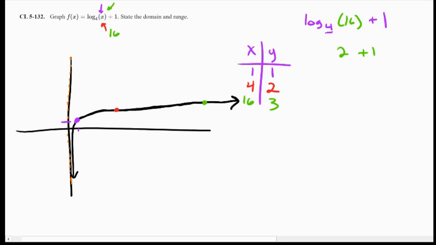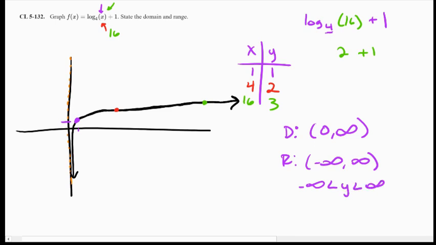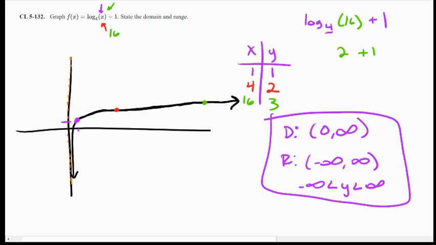And from here, now for the domain and range. For the domain, I see there's a vertical asymptote there, so my domain is going to be 0 to infinity. And my range can be anything, right? It goes down forever and up forever. So negative infinity to infinity, or I guess we should maybe do inequality notation instead. So there's our domain and range of our log equation.